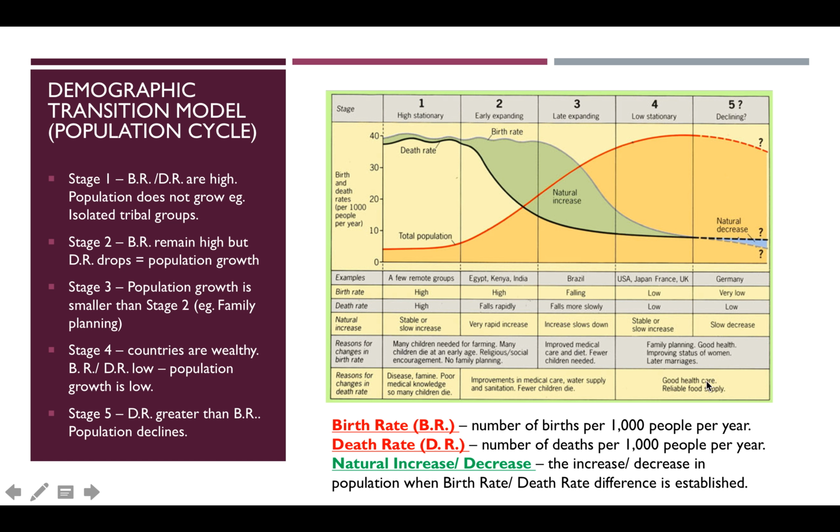As you can see, when you move into stage 4 and 5 here, this is your developed countries, your Western European countries, North American countries, and Australia and countries like that, Japan, etc., where you have a very good healthcare system, reliable food supply. And now you can see the examples there. So the population is beginning to level off. Low birth rate and death rate as well because of the family planning, good health, improved status of women. These topics are mentioned in the second PowerPoint.